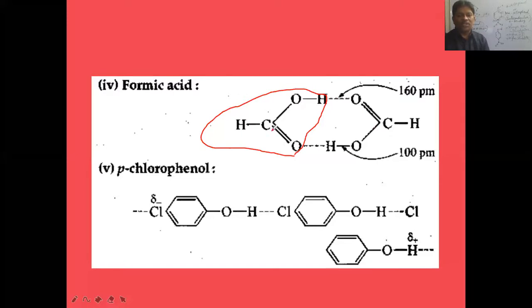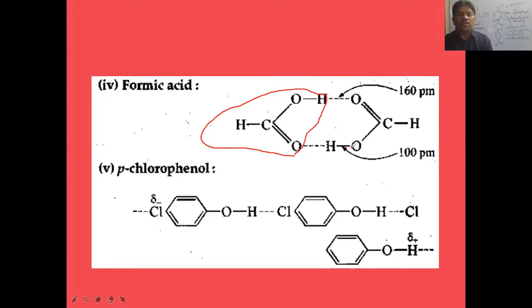Here COOH means C double bond O and single bond OH. HCOOH is formic acid. In formic acid, if you observe, the length of the hydrogen bond between H and O is how much? 160 picometers. 160 picometers means 10 power minus 12 meters. And here 100 picometers is between hydrogen and oxygen when they are bonded with a covalent bond.